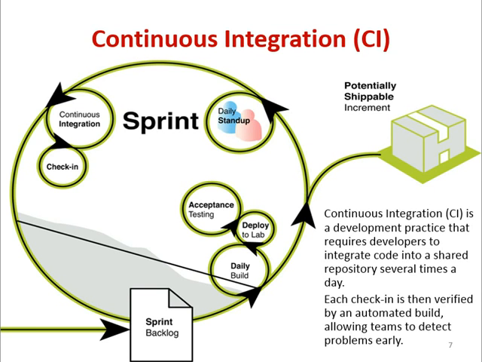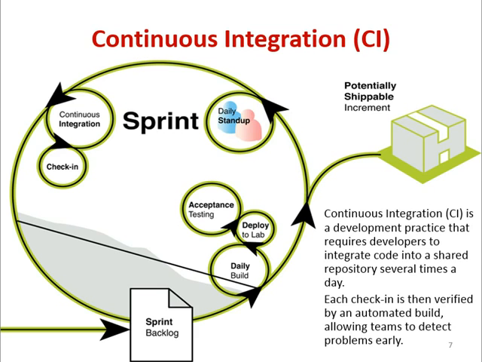It's a kind of a gradual process. So what exactly do you do? A development practice that requires developers to integrate code into a shared repository. So probably shared repository can be any shared repository which fulfills all the criteria for the configuration management several times a day. So each check-in is then verified by an automated build, allowing teams to detect problems early. So you integrate it, you identify the problems early. So you don't have to wait that your code is ready, your iteration 1 is ready, 2 is ready, 3 is ready, but you do the integration at the end. Instead of waiting till the end, you do the integration.